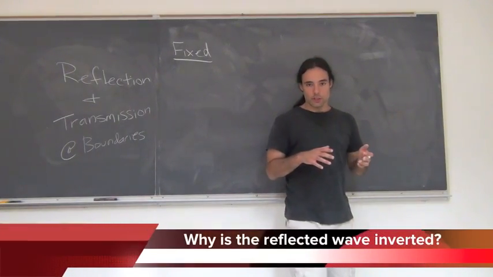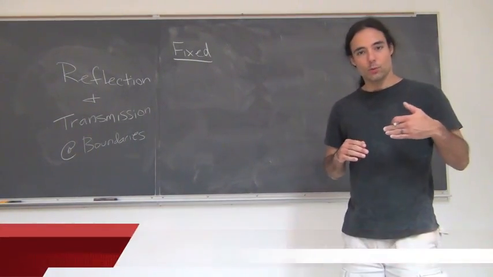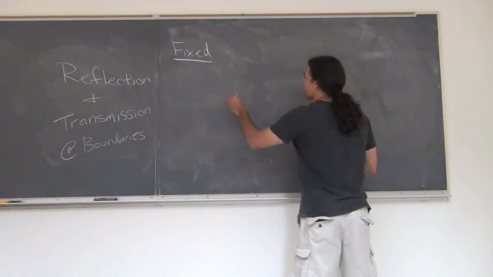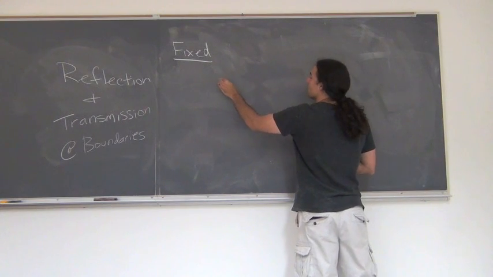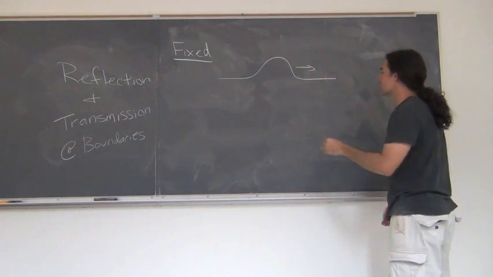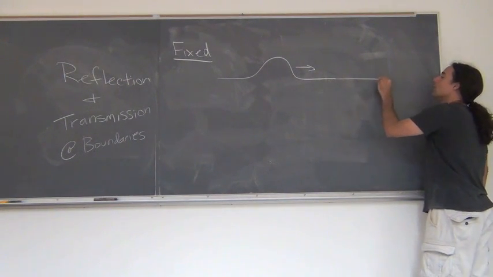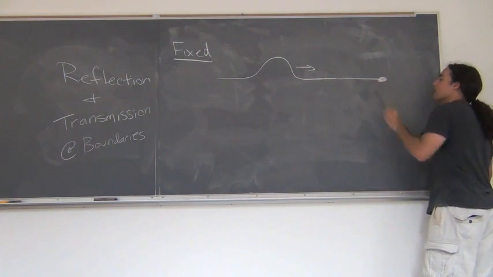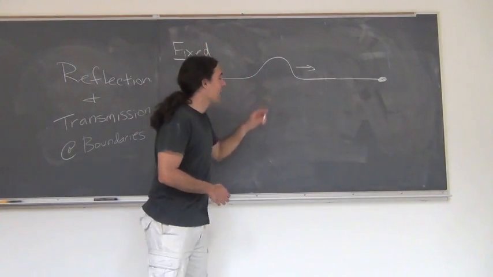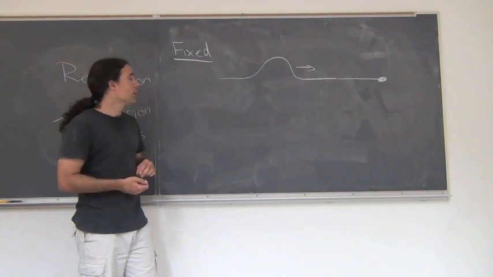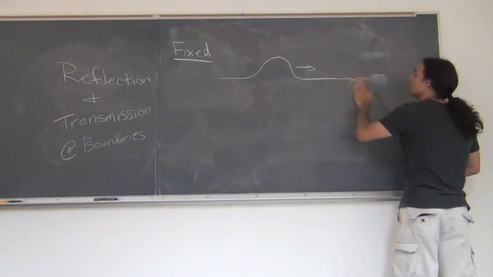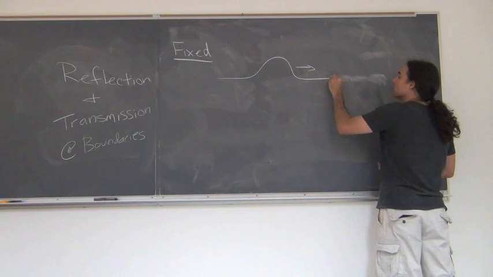We can use superposition to predict what's going to happen when a wave interacts with a boundary. So the first thing we're going to consider is a fixed boundary. Here I have some wave moving towards the right. I am going to tie the end of this wave down. Let's say it's a wave on a string. I'm going to tie the end of that string down. Now, actually, let me tie it down a little bit closer. Tie it down right here.